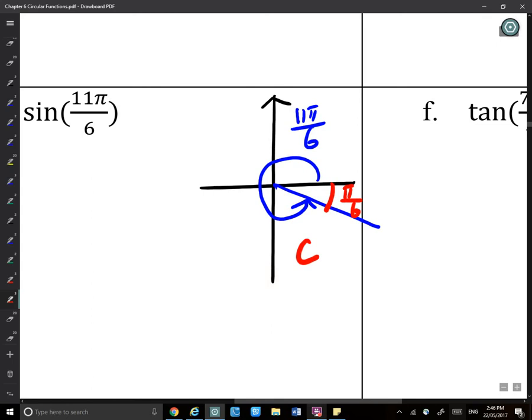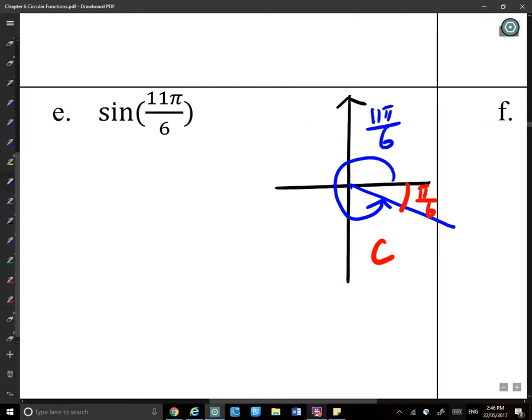And this is the cosine quadrant. I want to know the sine value. That is negative sine of pi over 6, which is negative a half.